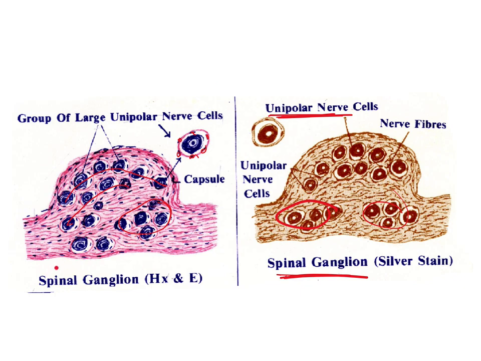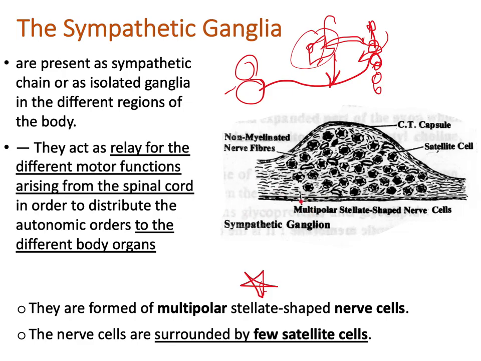While in the spinal ganglion, the fibers are myelinated, right? But here in sympathetic ganglion, usually the fibers are non-myelinated, and the shape of the cell is multipolar, stellate shape.